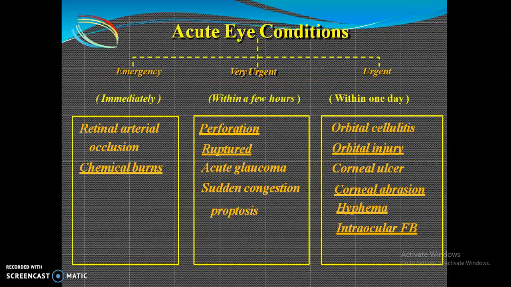Then the acute eye conditions are divided into emergency, very urgent, and urgent conditions. The emergency conditions, which require immediate care, include retinal arterial occlusion and chemical burns. The very urgent, within a few hours, are perforation, ruptured globe, acute glaucoma, then sudden congestion and proptosis. And urgent means within 1 day: orbital cellulitis, orbital injuries, corneal ulcers, corneal abrasion, hyphema and intraocular foreign bodies. These are the different categories of cases based on the urgency of care.